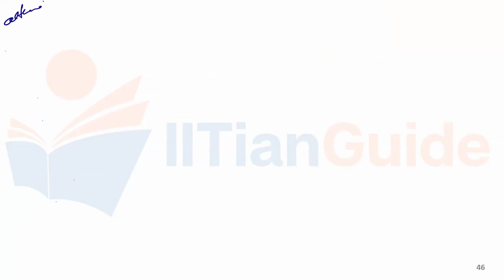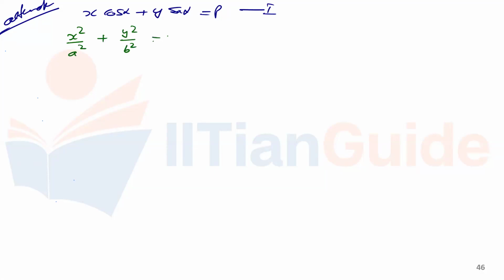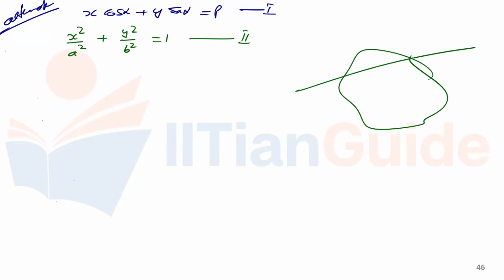Alternate. We are given the line x cos alpha plus y sin alpha is equal to p. This is the line. And we are given a curve that is an ellipse or whatever it is, it doesn't matter: x square upon a square plus y square upon b square equal to 1. What I'm saying, I will solve them simultaneously. We are given a curve and we are given a line. I am going to solve them simultaneously.